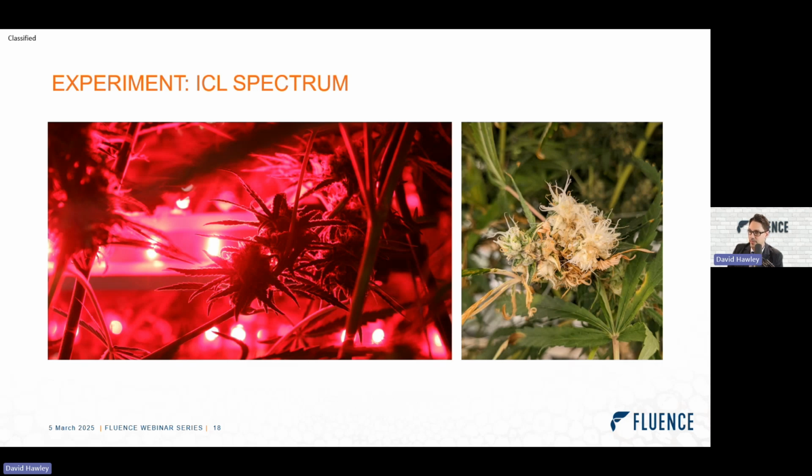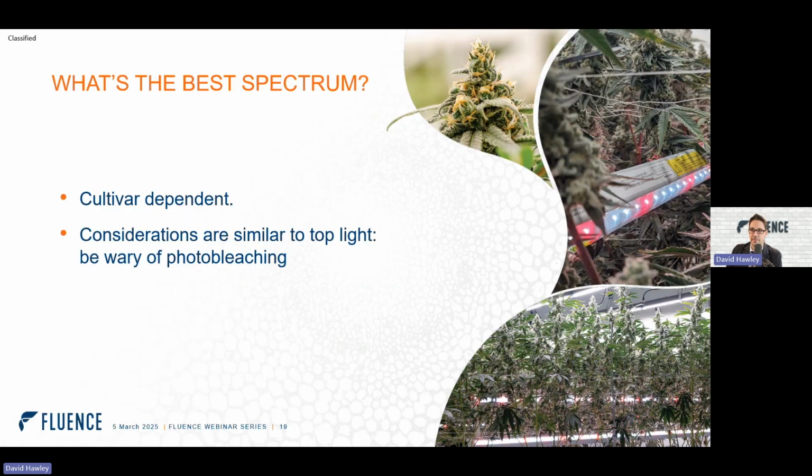So when it comes to spectrum, at the end of the day, we say, for one, it's cultivar dependent, which I know probably everyone's tired of hearing, but it's the truth. When it comes to considering your intercanopy light spectrum, follow the same considerations that you would follow for top light. Don't use too much red. These days, what we recommend for people is Fluence's BP6 spectrum. It's a really nice balance between good, reliable plant quality adding light to the canopy, but you get a slightly boosted efficacy versus using something like BW4.